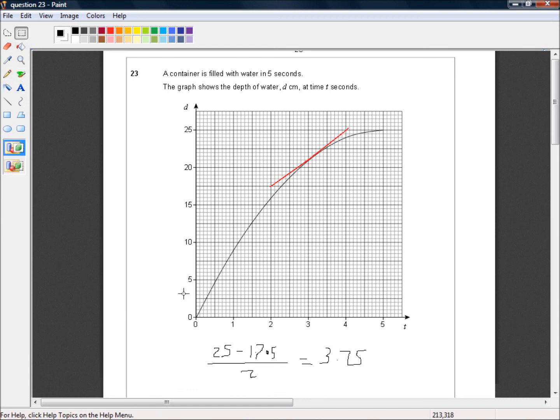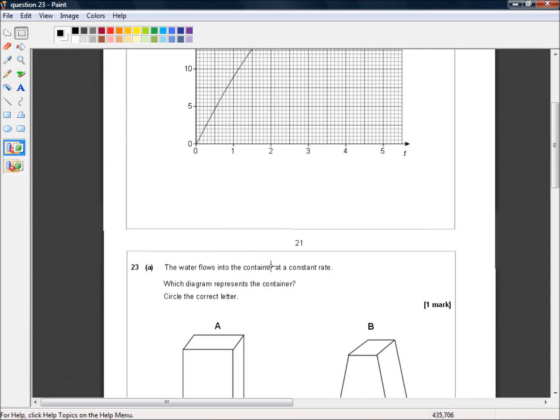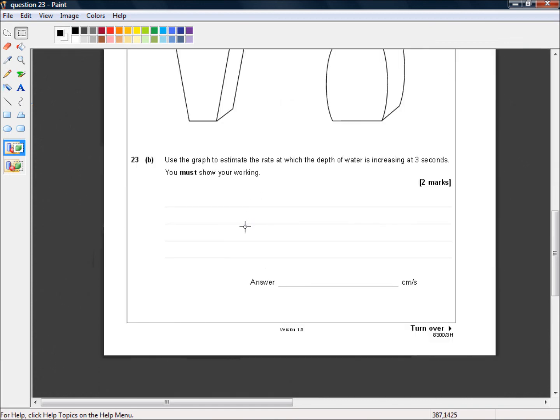And these are the calculations that you want to put down here in your answer.